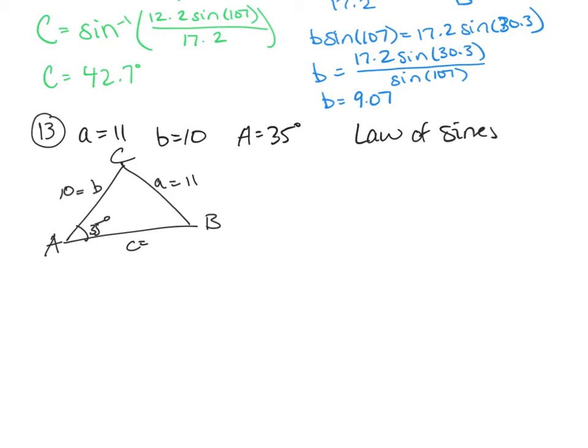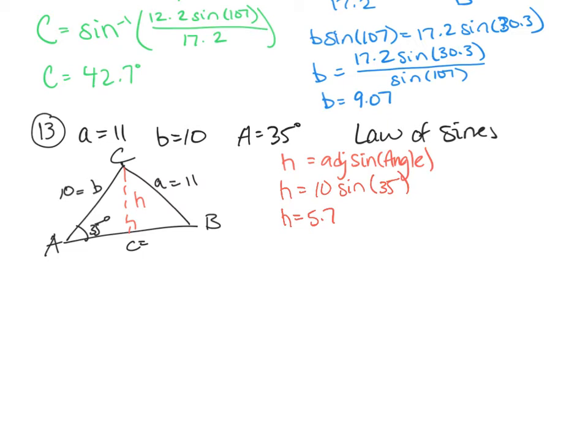And since this is the ambiguous case, I am going to have to check the number of solutions, and specifically because this angle is less than 90 degrees, I'm going to have to check it against the height. So just a reminder, height is whatever your adjacent side is times sine of your angle. So in this case, height is 10 times sine of 35 degrees, and when you plug that into the calculator, you get 5.7.